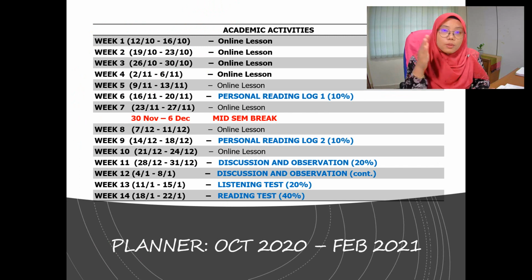Alright, now let's take a look at the planner for this course. So these are the activities that are going to be held throughout the semester. Currently we are still in week 1. So we are going to have online lesson, online lesson, online lesson, and then online lesson. And then in week 6, you are going to have your personal reading log number 1. And then another week of lesson.